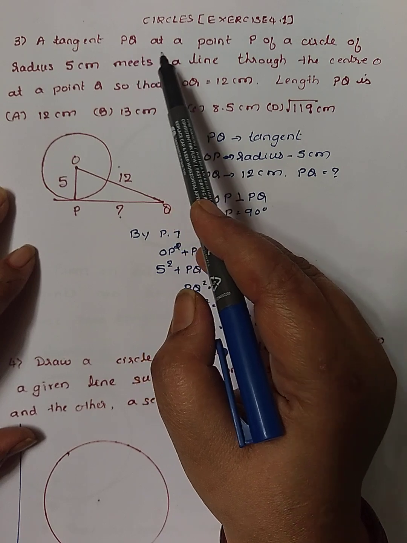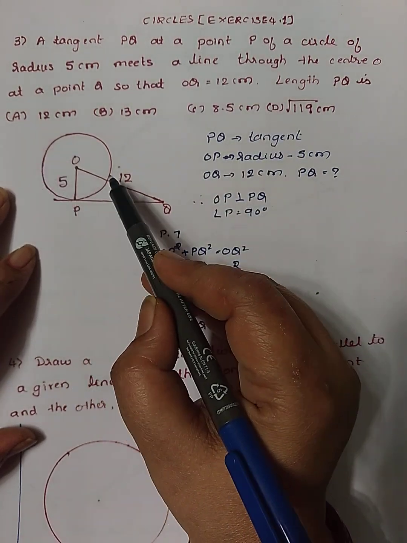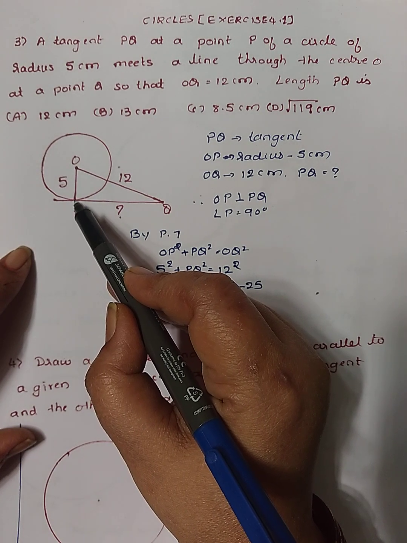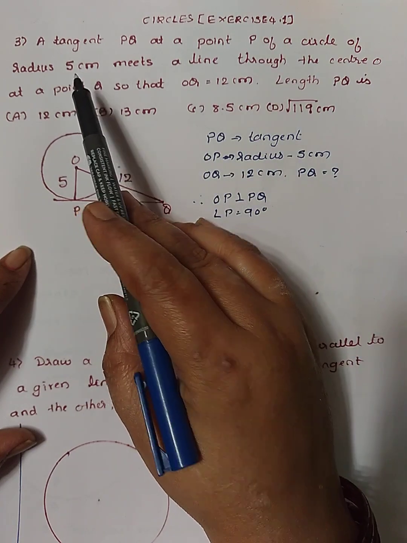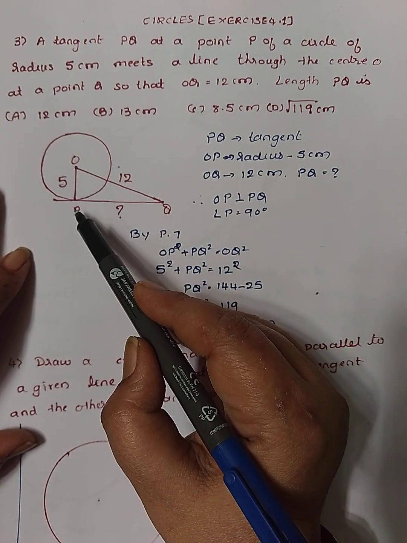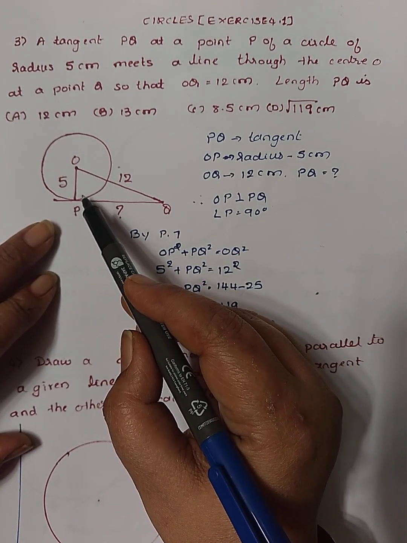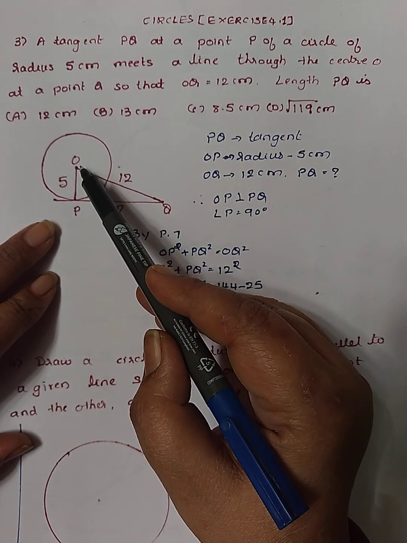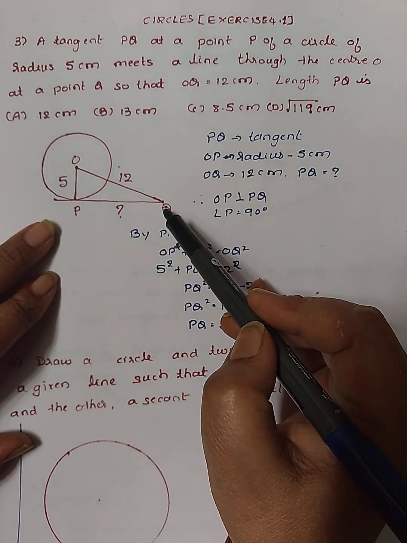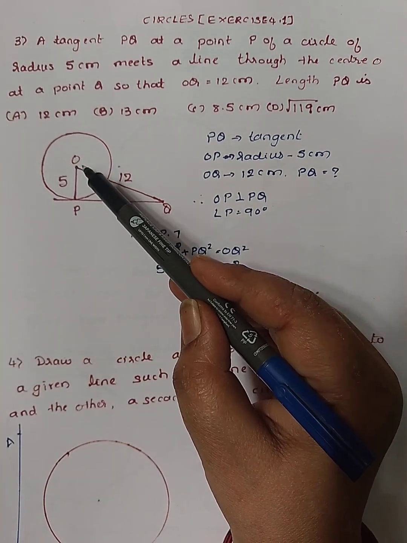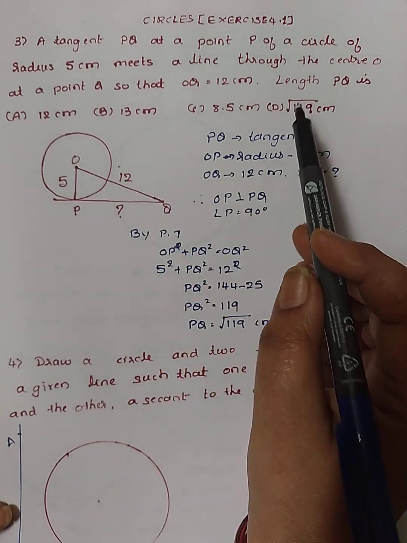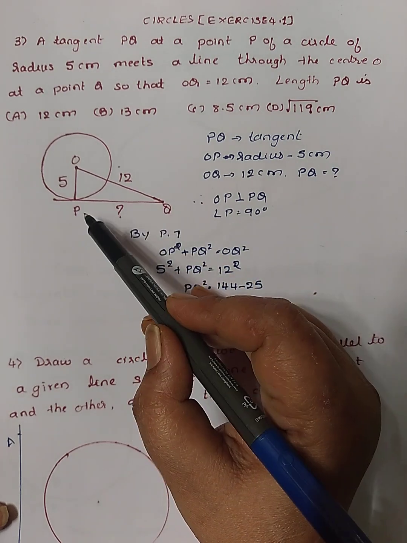A tangent PQ at a point P means this is a circle and P is the point of contact of the tangent, means here the tangent is drawn at P of a circle of radius 5 centimeter. So OP is the radius and the length of the radius is 5 centimeter, and this tangent meets a line through the center O at a point Q. Means OP is the radius, PQ is the tangent, and a line from the center O joins this point Q, of length 12 centimeter. So you have to find the length of the tangent PQ.